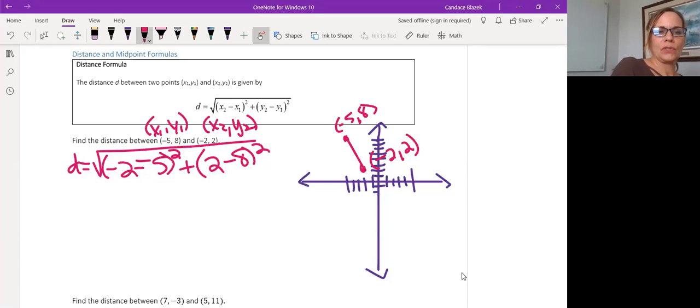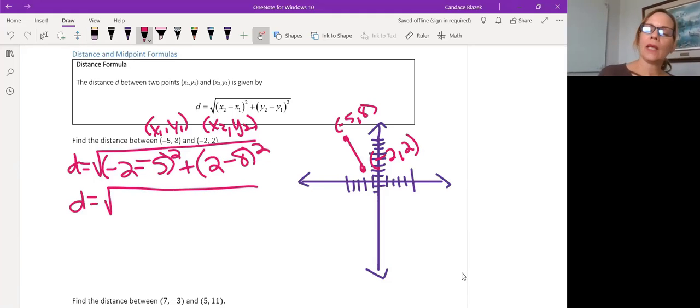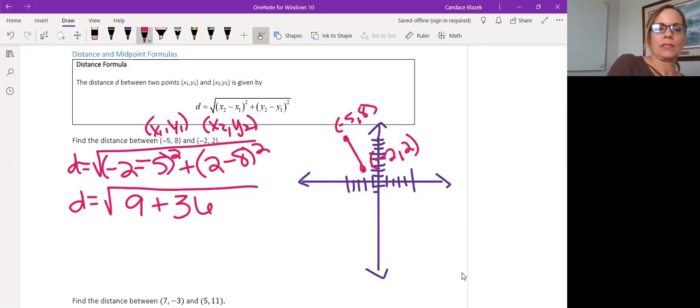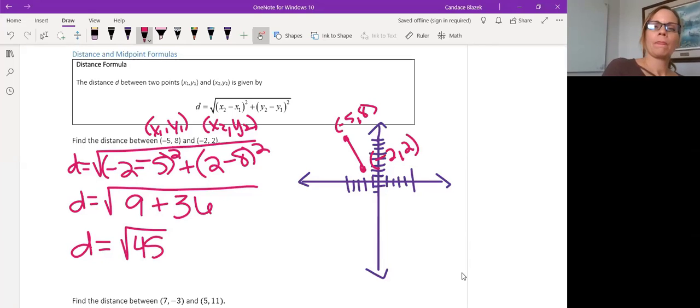So with this first one, again, we bring along that square root. Negative 2 minus a negative 5 is negative 2 plus 5, or 3. 3 squared is 9, plus. All right, 2 minus 8 is negative 6, but negative 6 squared is 36. So our distance is equal to the square root of 45.